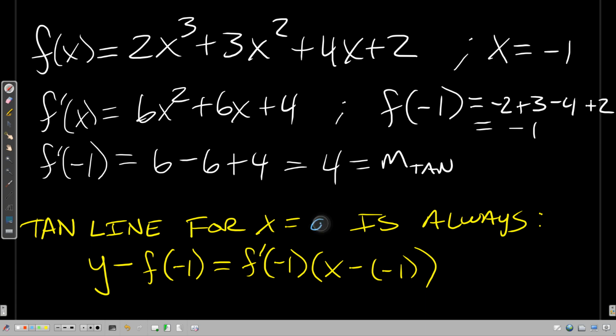But there was really nothing special about our minus 1. It could have just been this number a. And then look at this beauty here. That, y'all, is the equation of the tangent line for whatever number you are talking about every time. Every time. Okay, well, I'm wanting to do it for minus 1, so let me quit messing around.